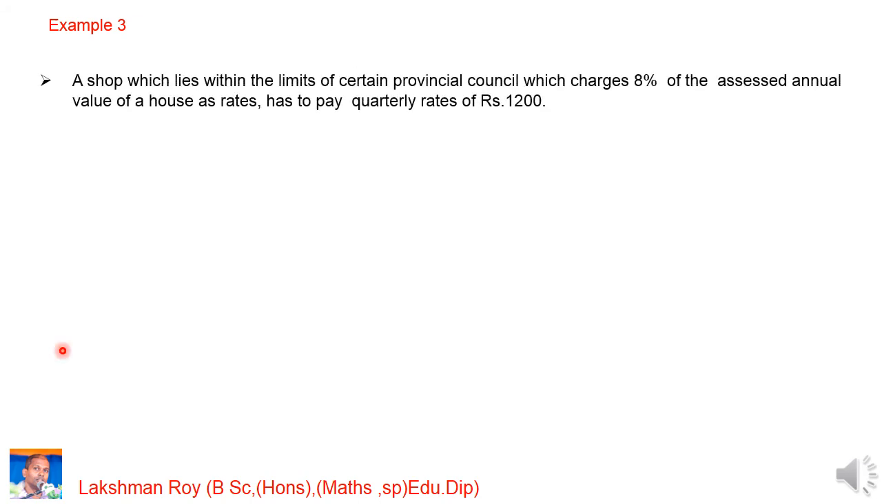Right, let's move to example number 3, students. Example number 3 says: a shop which lies within the limits of a certain provincial council, which charges 8% of the assessed annual value of a house as rates, has to pay quarterly rates of 1200 rupees. Now what do you want to find? What is the assessed annual value of the shop, right?